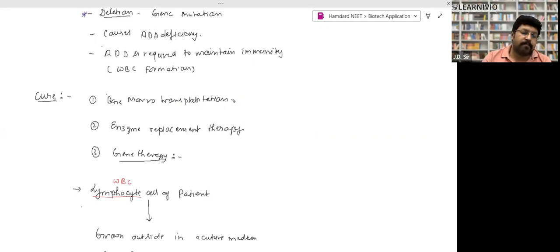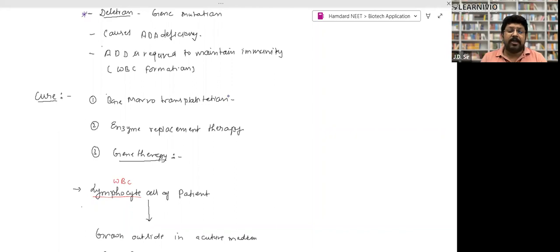But this is one of the most difficult processes. Why? Because out of 1 lakh people, only 2 people will have the same kind of bone marrow. So getting a match of your bone marrow is almost a Herculean task. So it is not that easy. Once you get a person whose bone marrow matches with you and the person is ready to give it, that is also a very difficult task because there are some side effects of donating the bone marrow. Right? Second thing is enzyme replacement therapy.